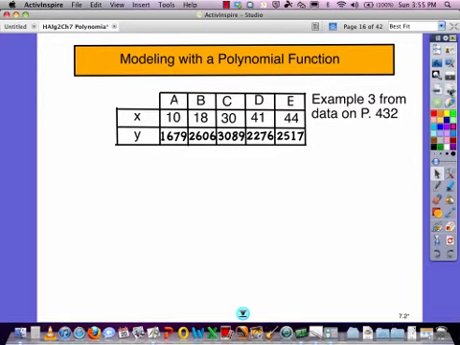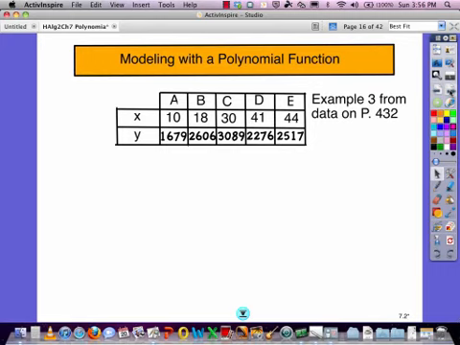If we were to take this one and do regression with it, we would follow the same rules we always have. Edit, make sure you're in L1 and L2, and our X data goes 10, 18, 30, 41, and 44. Make sure you've cleared out any other data pieces in your list, and then the Y data is 1679, 2606, 3089, 2276, and 2517. Again, making sure your X's match your Y's.